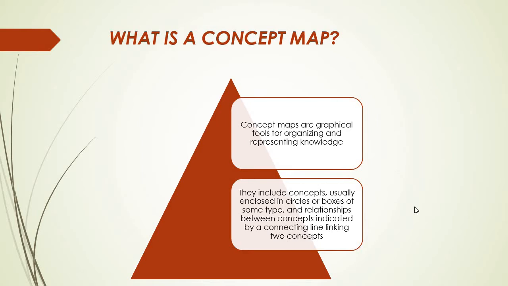Concept map, as the word itself gives us its meaning, is a kind of graphical tool, right? It is a kind of graphical representation of your information, organized in a form that you can represent to your student, right? And it includes certain concepts, usually enclosed in circles, boxes, triangles, lines and arrows, where there is a relationship between one or two concepts and it indicates the connection between these two concepts.